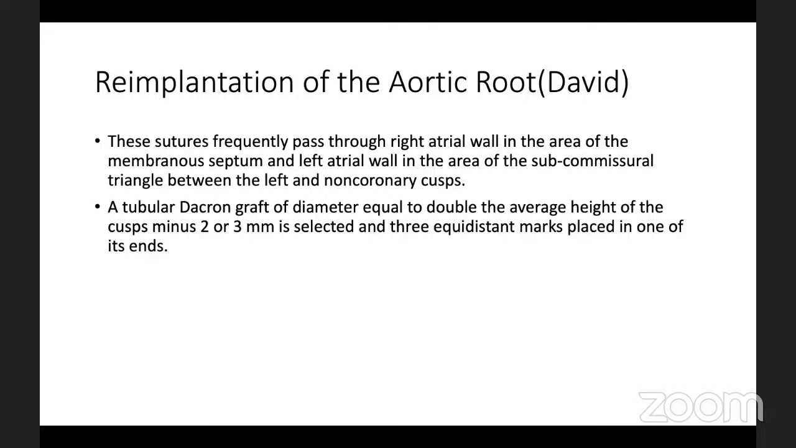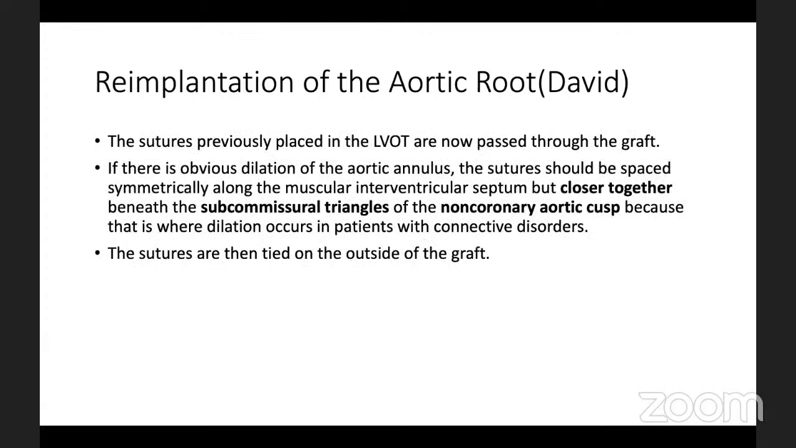Then the tubular Dacron graft, with a diameter that should be equal to double the average height of the cusp minus 2 to 3 millimeters, and three equidistant marks placed at one of its ends. The sutures previously placed in the LVOT are now passed through the graft. If there is obvious dilatation of the aortic annulus, sutures should be spaced symmetrically along the muscular interventricular septum, but close to each other at the subcommissural triangle of the non-coronary cusp, because this is the area where dilatation occurs. The sutures are then tied on the outside of the graft.